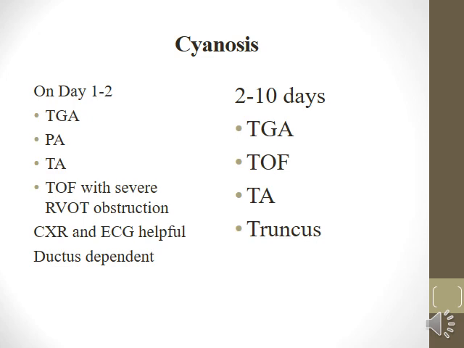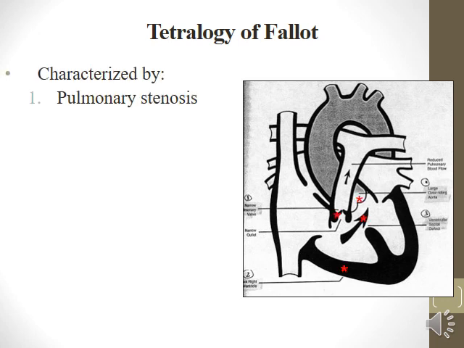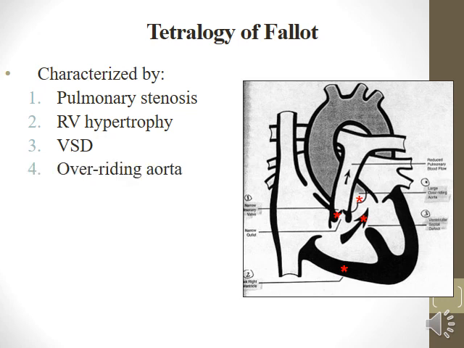And after 2 to 10 days are transposition of great arteries, tetralogy of Fallot, tricuspid atresia, and truncus arteriosus. In tetralogy of Fallot, there are 4 components. One is pulmonary stenosis, and right ventricular hypertrophy is there, ventricular septal defect is there, and overriding aorta. Shunting occurs at the level of VSD, right to left shunt.